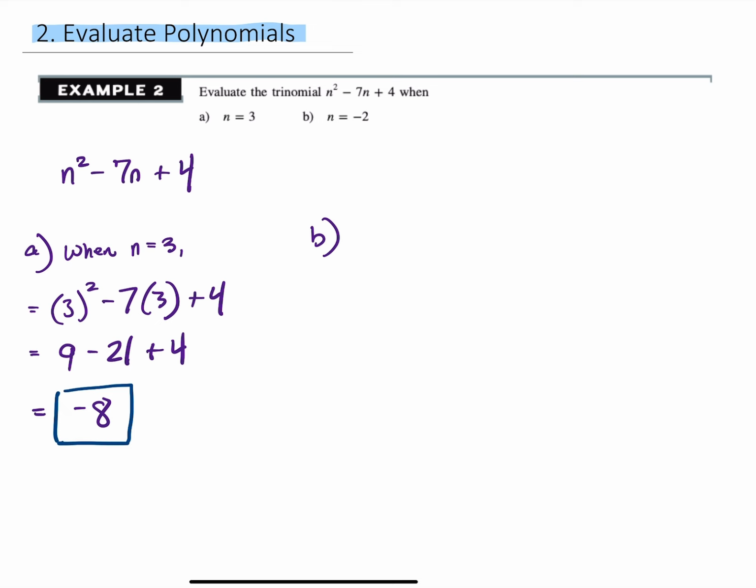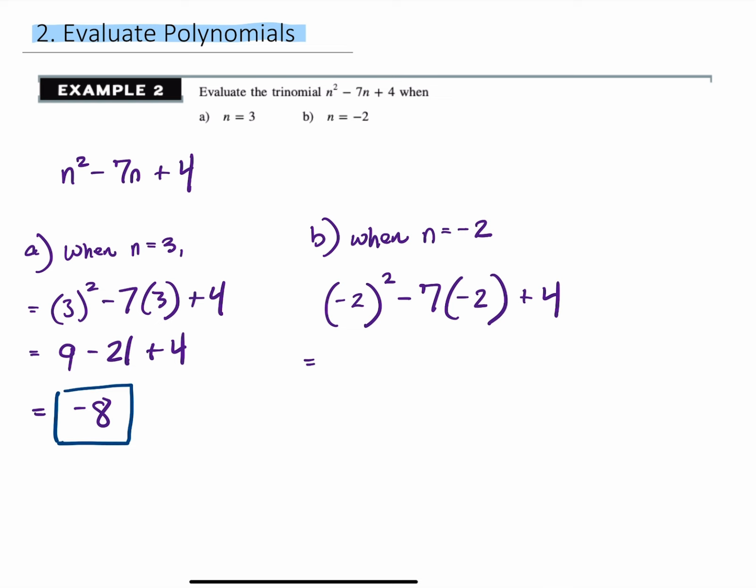Now let's evaluate. We can evaluate for a negative number when n equals negative 2. When I have a negative, I just got to be sure that I'm evaluating things correctly. So it's really helpful to use parentheses. So like this is going to be negative 2 squared. So that tells me the negative will get squared as well. Minus 7 times negative 2 plus 4.